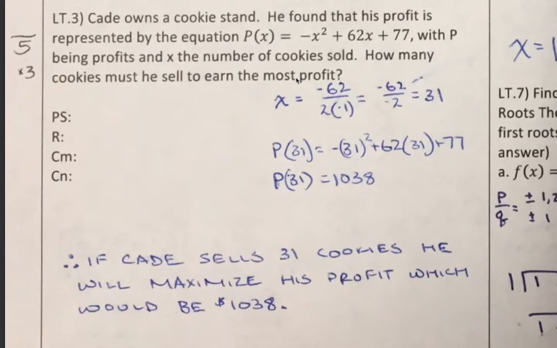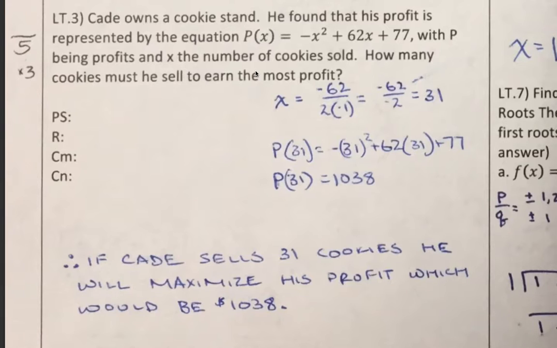Well, the most profit would be the maximum of this function here. And so how do I find the maximum? Well, that would be the vertex. So it's basically just in a roundabout way asking you to find the vertex. And so I do the negative b over 2a, this being b, this being negative 1 being a. So I get negative 62 over negative 2, which is 31. So this is solving for x. X is cookies. The question asks for cookies.